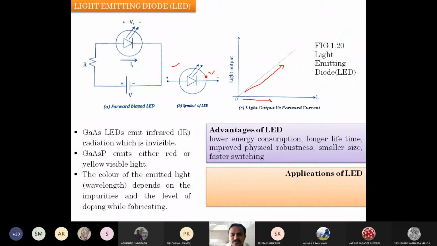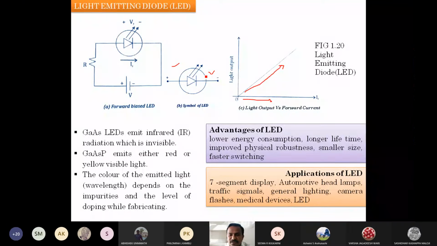If you go for applications of LEDs, we are already familiar with them because we use them in our day-to-day life. Some applications are 7-segment displays, automotive headlamps, traffic signals, general lighting, camera flashes, medical devices, and televisions. And various other applications are built with LEDs.